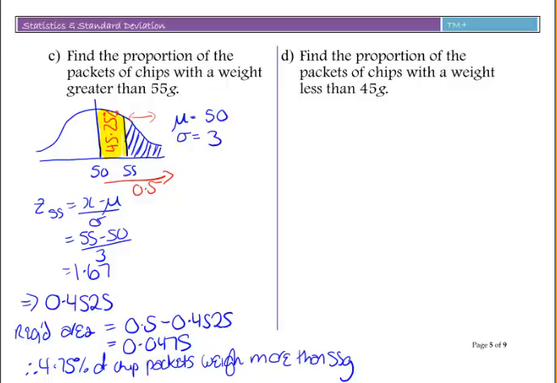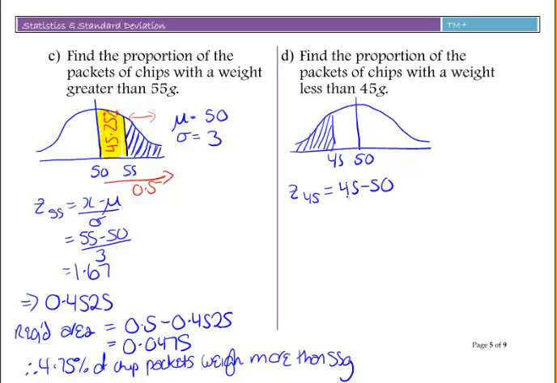So hopefully seeing these pictures really helps. So here we have find the proportion of the packets of chips with a weight less than 45 grams. So if we draw a picture, here's my 50. Let's just say 45's here. So in this case we want that area. Okay, now my z-score for 45 is going to be 45 minus 50 all over 3, which is negative 1.67.